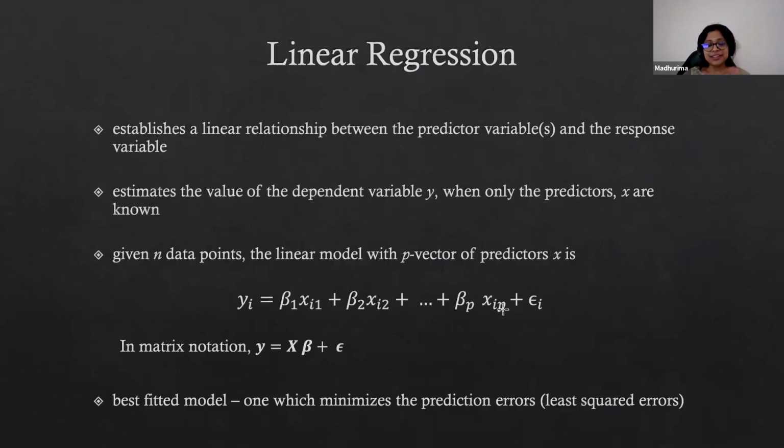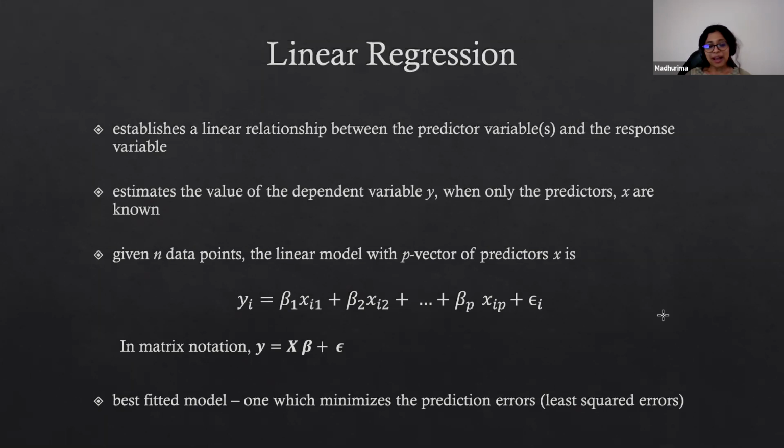So let's get started. Linear regression is the basic first tool that we all do in machine learning. What it does is it has two variables. One is the dependent variable y, and the predictor variables, which are called predictors, are x. Now, linear regression establishes a linear relationship between X and Y.